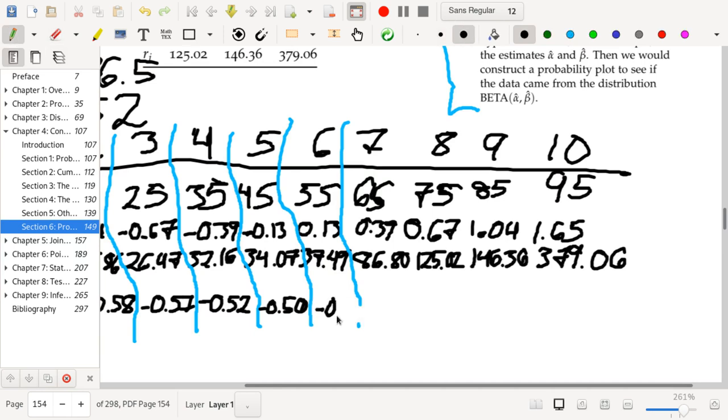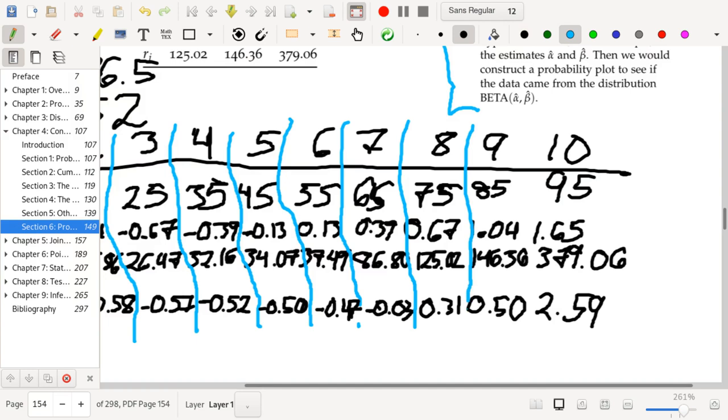So we got negative 0.47. And then negative 0.03. And then 0.31, 0.50, and 2.59. Okay.